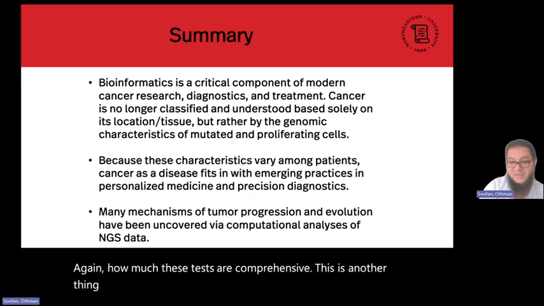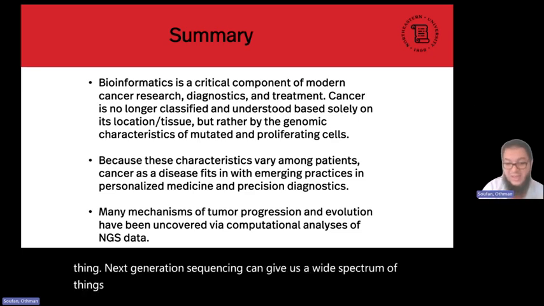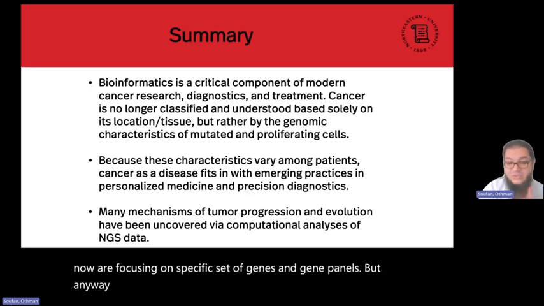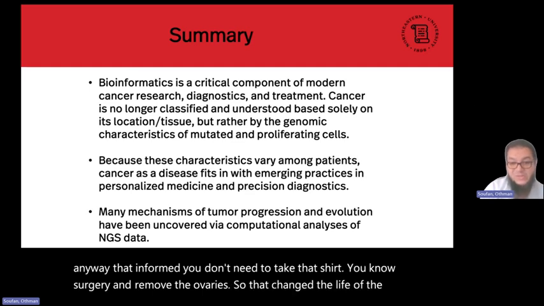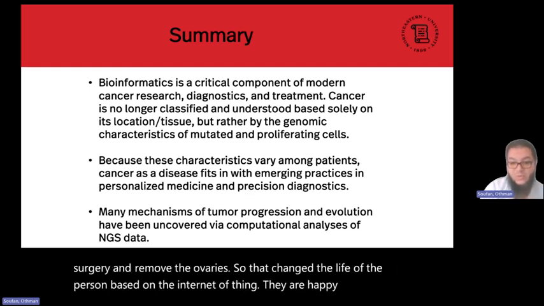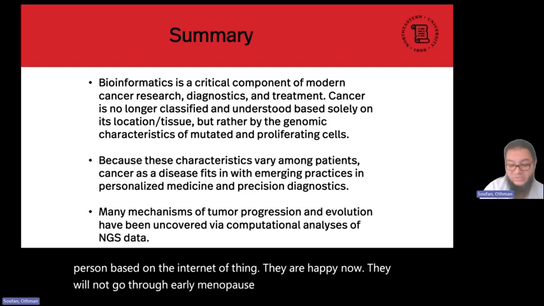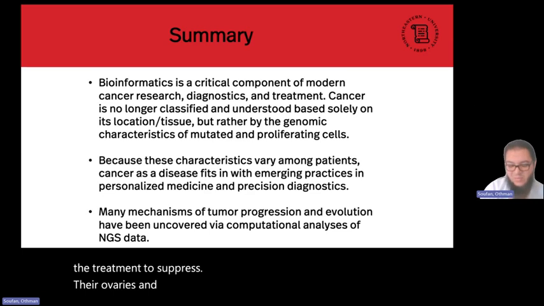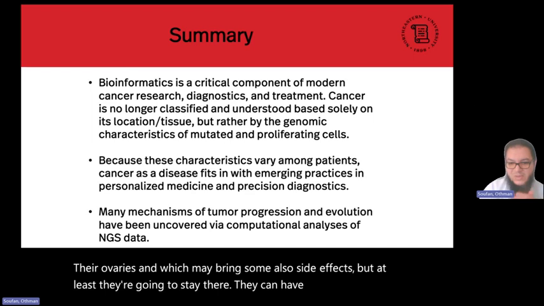Next generation sequencing can give us a wide spectrum of things that we can look at, while the genetic testing happening now focuses on a specific set of genes and gene panels. But anyway, that informed that you don't need to take that surgery and remove the ovaries. So that changed the life of the person based on their genetic testing. They are happy now. They will not go through early menopause. Of course, they need to have the treatment to suppress the ovaries, which may also bring some side effects, but at least they can have a normal lifestyle in the future.